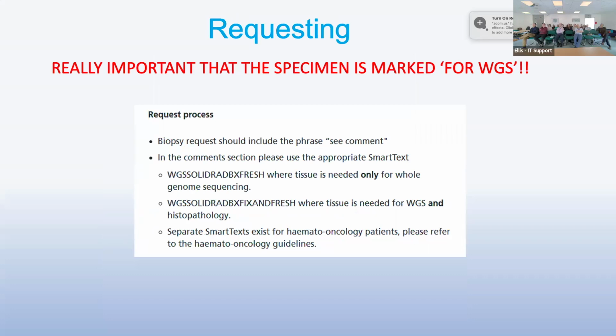With respect to requesting, I think Ed's going to talk a little bit more about this, but from our perspective, it's really important that it's very obviously marked for WGS, because it's new for us as well. What we don't want is for somebody to go through all this and then just check it informally, which has unfortunately happened once or twice when we first started. And we've got some smart phrases that will help with that.